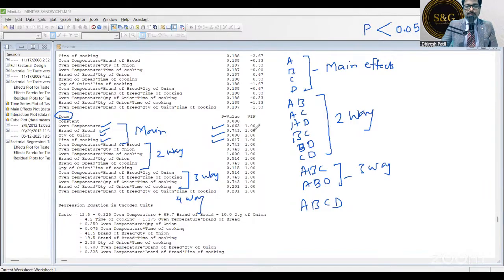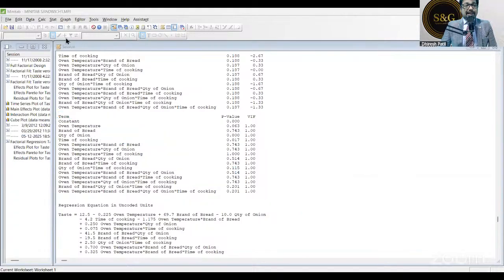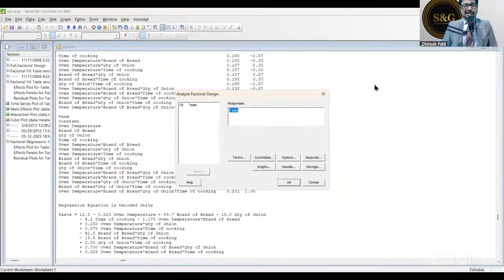Done? Okay, very good. Now, how do you eliminate it from the model? Let's go back to the edit last dialog box. Click here, or you just press Ctrl E. Now this is the most important term.